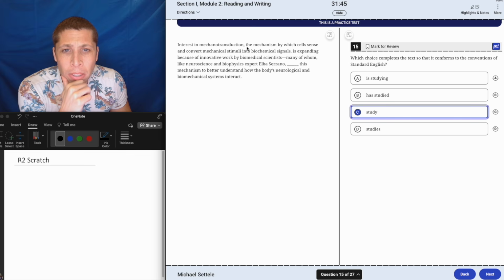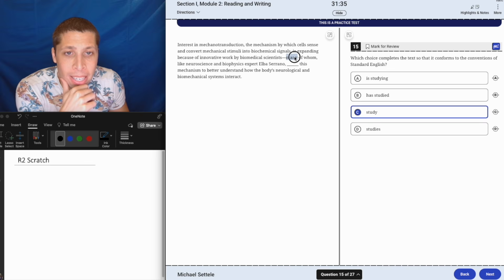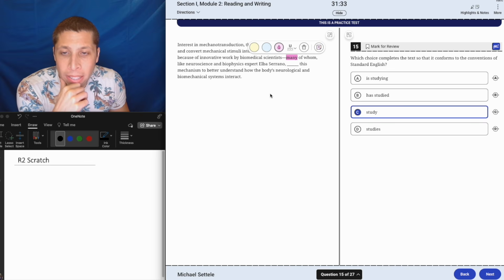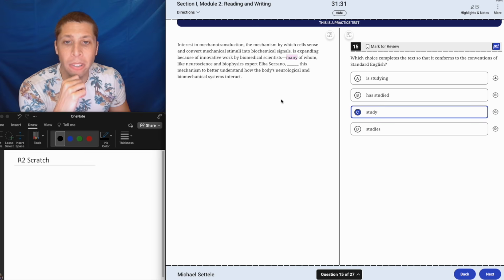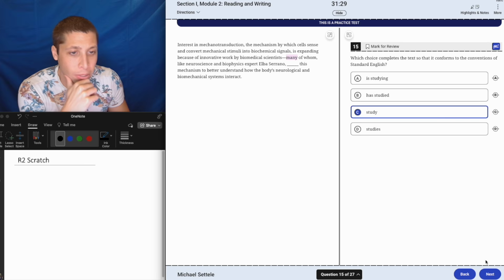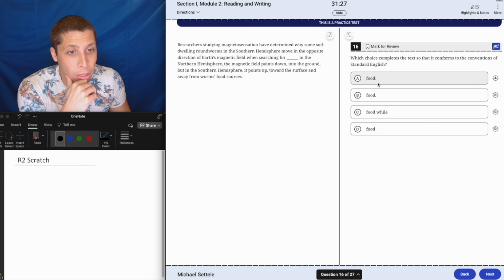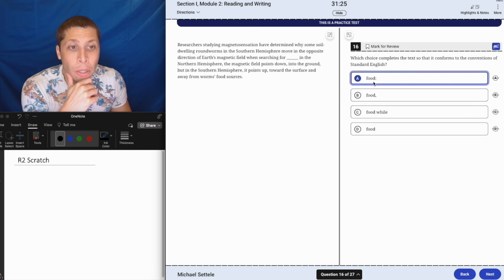Interest in the mechanism by which cells sense and convert mechanical stimuli to biochemical signals is expanding because of innovative work by biomedical scientists, many of whom, like neuroscience and physics expert Elba Serrano, study this mechanism to better understand how the body's neurological. Yeah, good. Singular, singular, plural, singular. Yep, good. Okay, we got to check this first. We got a clear rule here with the colon.